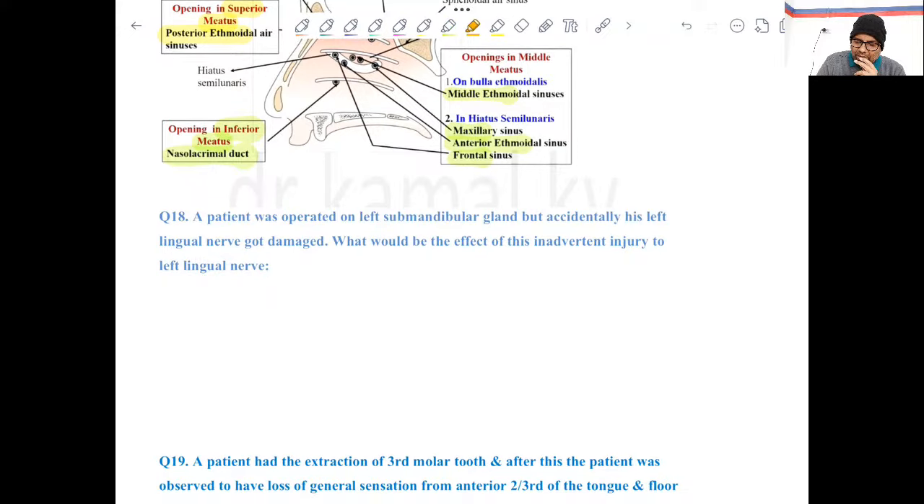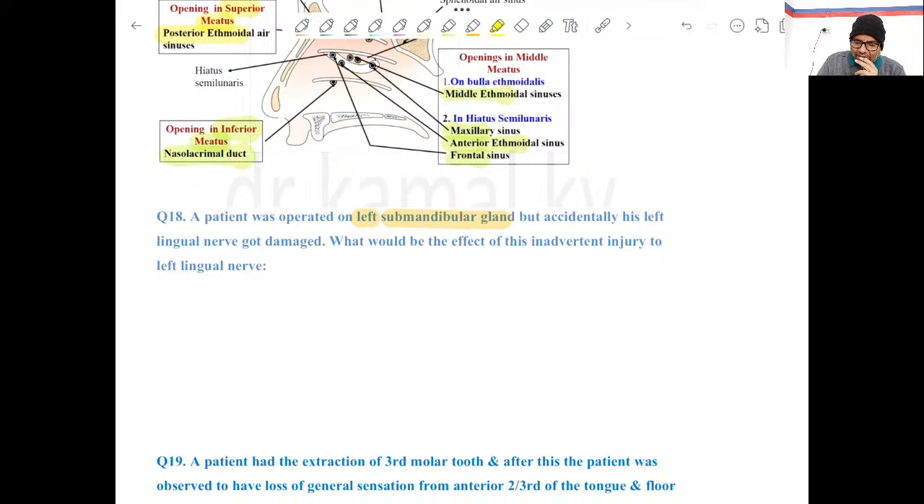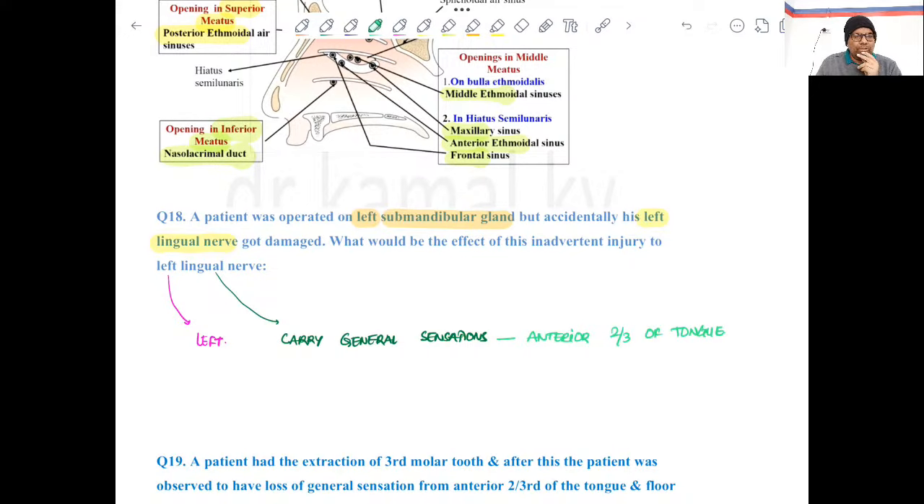Now a patient was operated on the left submandibular gland but accidentally damaged his left lingual nerve. Now what will be the effect of the injury to the left lingual nerve? Left means the manifestations will be on the left side because this is a peripheral nerve injury. The function of the lingual nerve is to carry general sensations from the anterior two-third of the tongue. Clear? So there are general sensations from the anterior two-third of the tongue, and therefore if this nerve is gone, there will be loss of all these sensations on the left side. So very simple. General sensations.